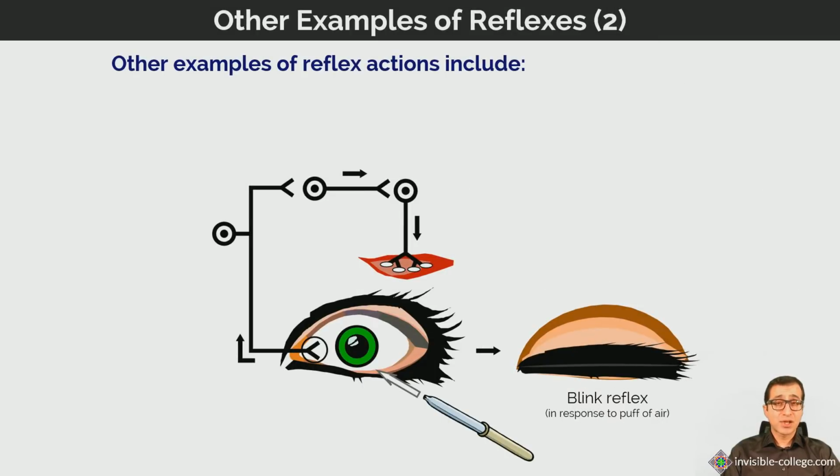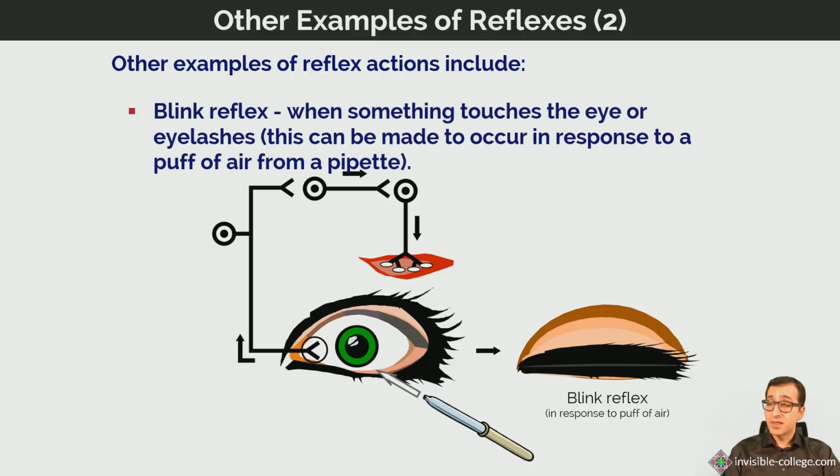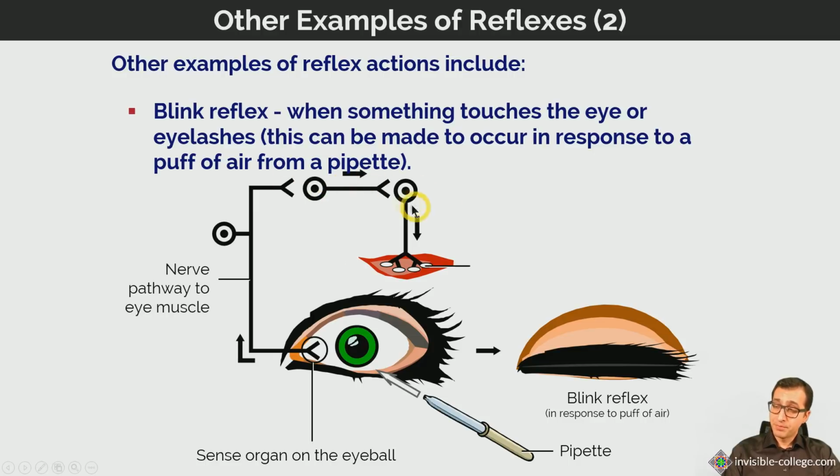Another example of a reflex action is the blink reflex. When something touches the eye or the eyelashes, immediately our eyes will blink, and this is caused by another reflex arc. So here we can test this by taking a small pipette and puffing a little bit of air towards an open eye, towards one of our eyes which is open. This then immediately causes sensory neurons to send impulses to relay neurons in the spinal cord, which then immediately relay that to the motor neurons which control the muscles in the eyelid, and that causes an immediate blink to protect the eye.